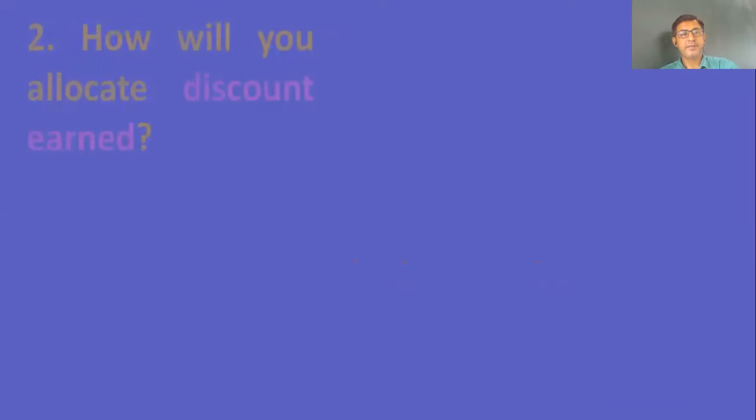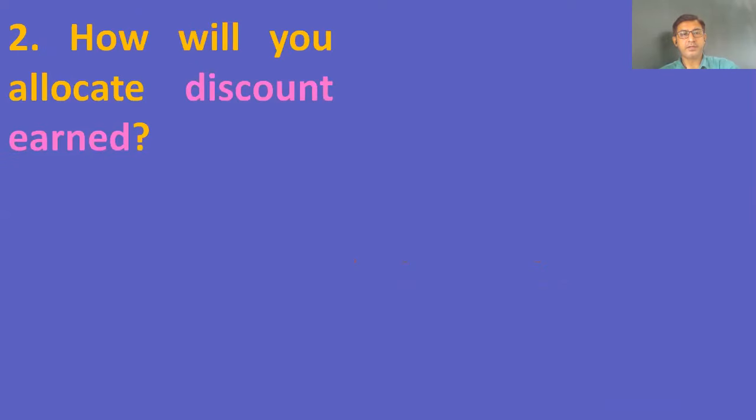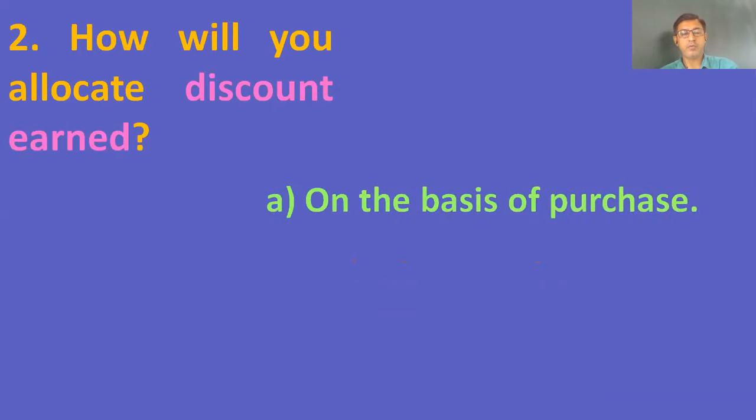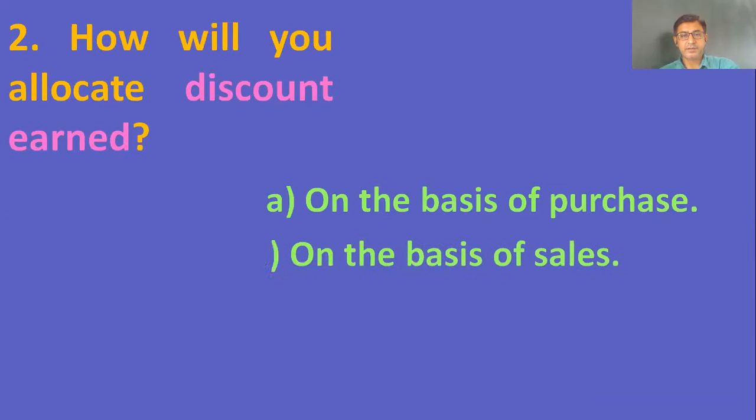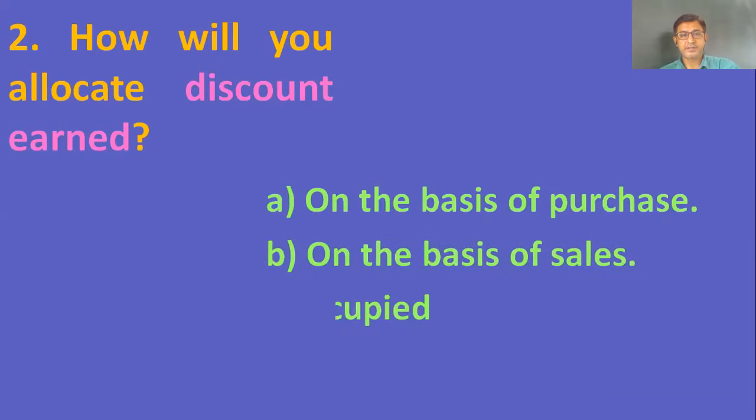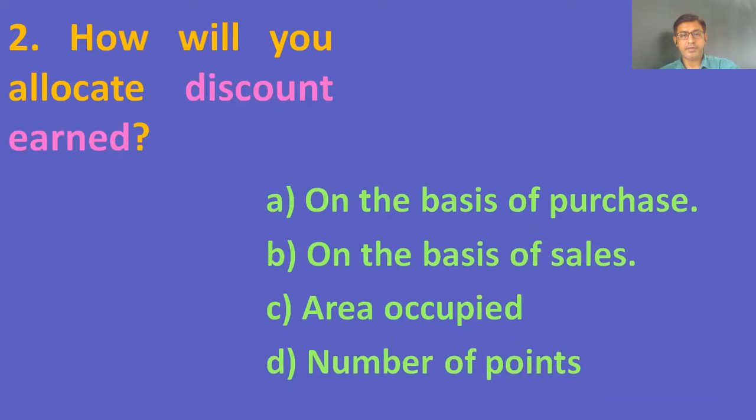Next, how will you allocate discount earned, or you can say discount received? How will it be shown, how will it be allocated? Option A is on the basis of purchase, or on the basis of sales, or area occupied, or it may be on the basis of number of points. It is discount earned or discount received. On the basis of purchase, option A is the right answer. On the basis of purchase, it will be allocated.